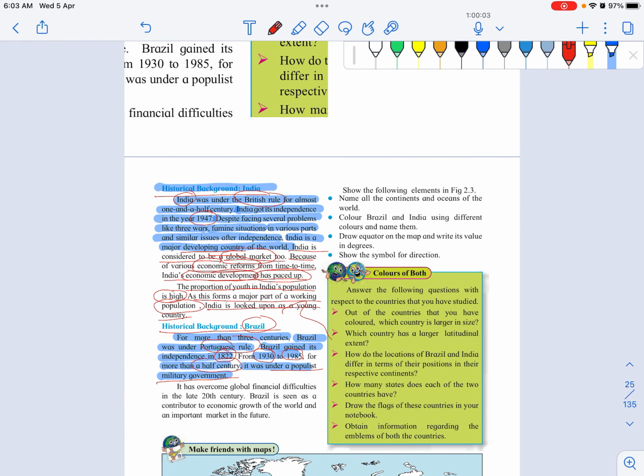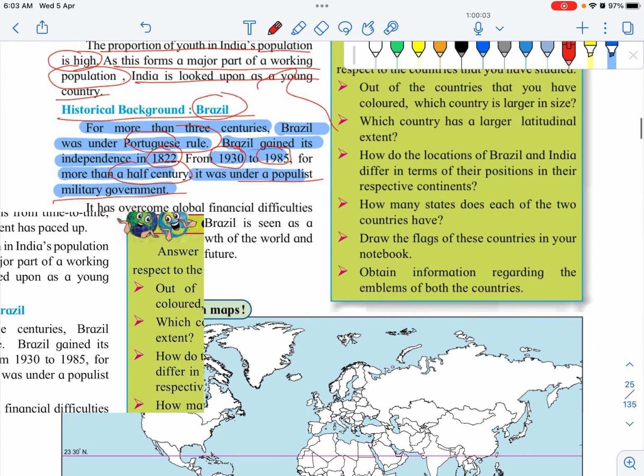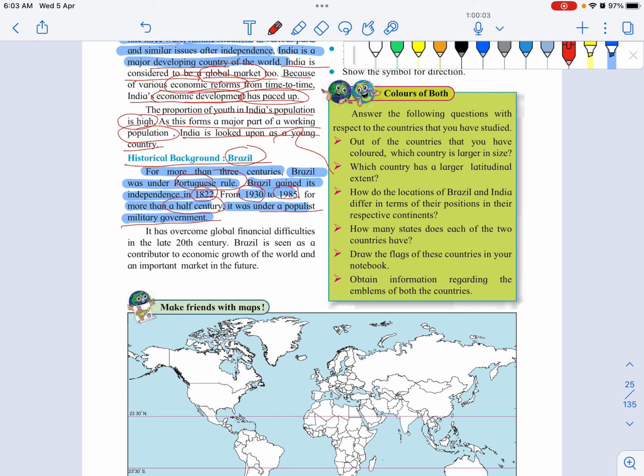Now let us see about Brazil. Brazil has also overcome global financial difficulties in the late 20th century. Brazil is seen as a contributor to the economic growth of the world and an important market in the future. See, India is a global market now because the population is large and the number of youth is high. But Brazil is a future global market.